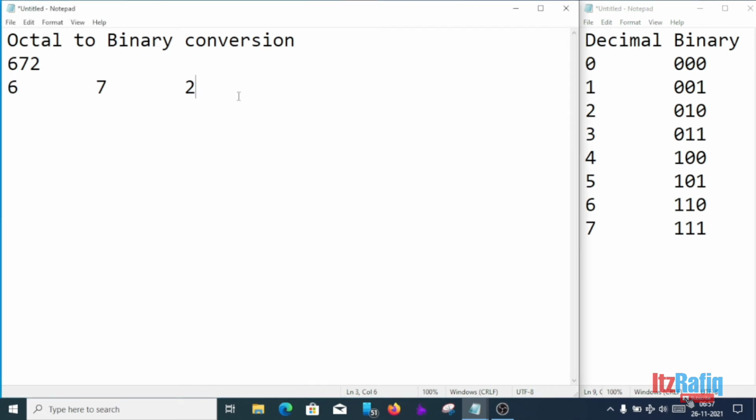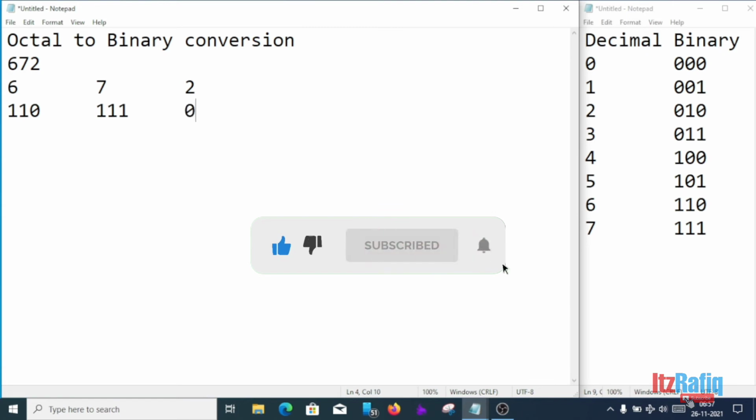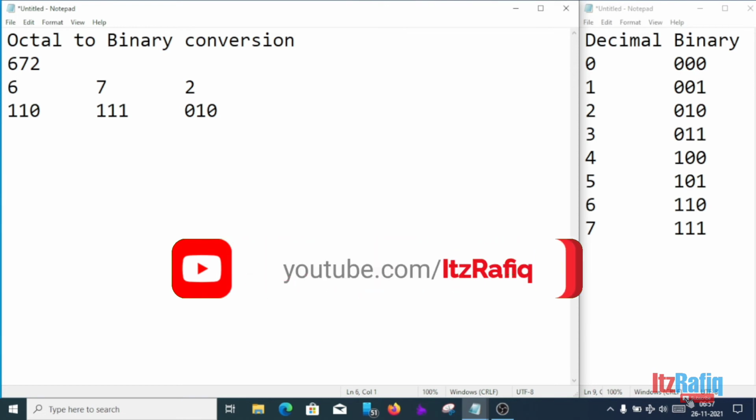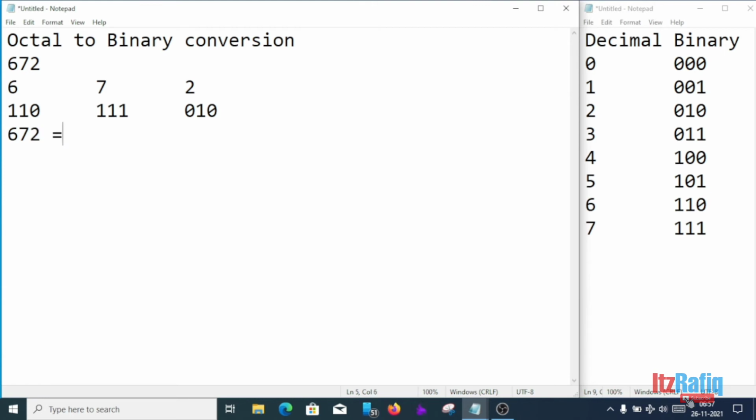So first we have 6. For 6 we will write the number as 110, and the next number is 7, that is 111, and the last number is 2, which is 010. Now we can write 672 equals 110 111 010. This is the binary of octal number 672.